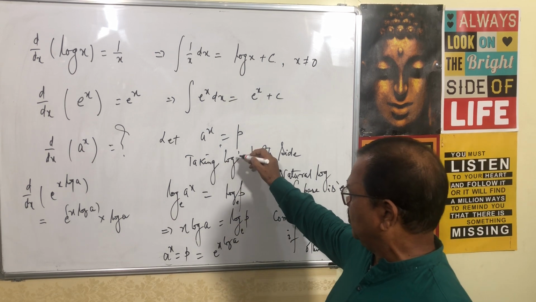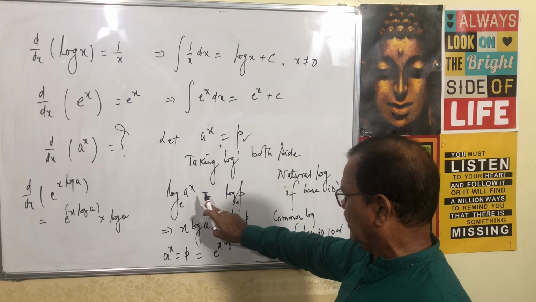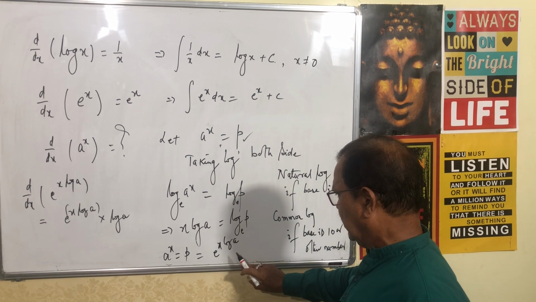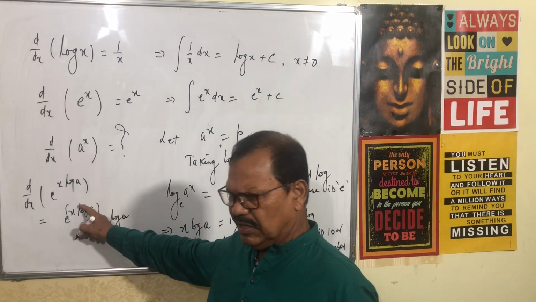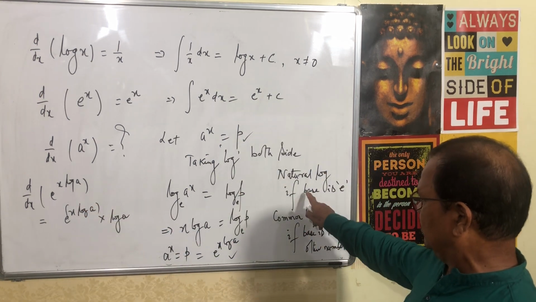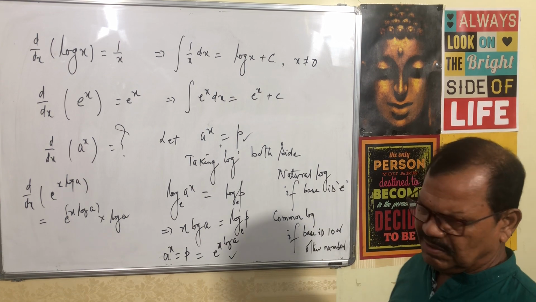Once again, I would like to tell you, whenever you want to express this in terms of log, we take log both sides, and finally a to the power x is transferred to this form, and finally we come to this. Two more things I have highlighted: the natural log with base e, and the common log with base 10 or any other number, correct.